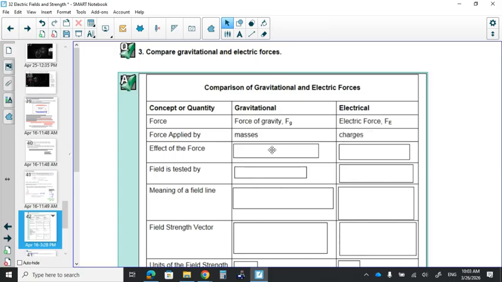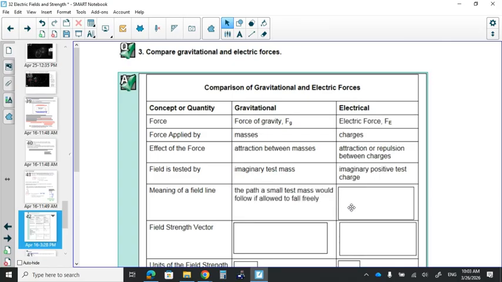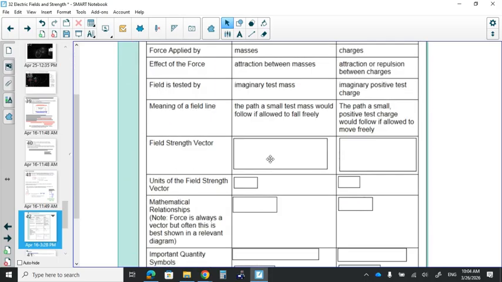Gravity obviously applies on masses, electrical forces on charges; gravity is attraction between masses, and this one is attraction and repulsion between charges. The field is tested by putting a mass somewhere and seeing how much gravity force there is, or putting a charge somewhere and seeing how much electric force there is. The meaning of field lines: it's the way a mass would accelerate. And the positive test charge is there to show you which way things would go from the charge.